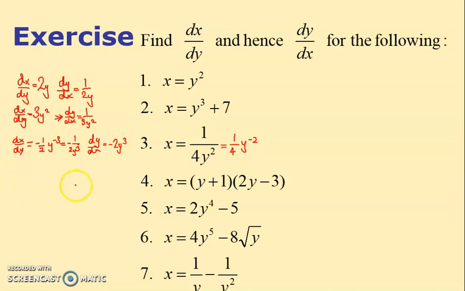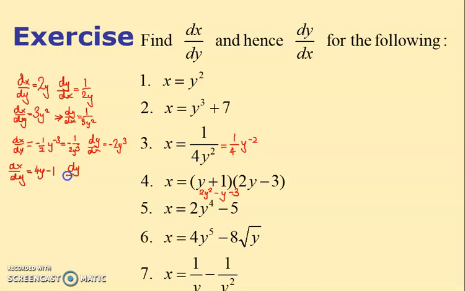The fourth one, well, the very first thing I think I need to do is multiply out these brackets. So I think I get 2y squared minus 3y plus, I reckon, minus y minus 3. So now I know that, I think it's relatively straightforward to do dx by dy equals, and it's 4y minus 1.